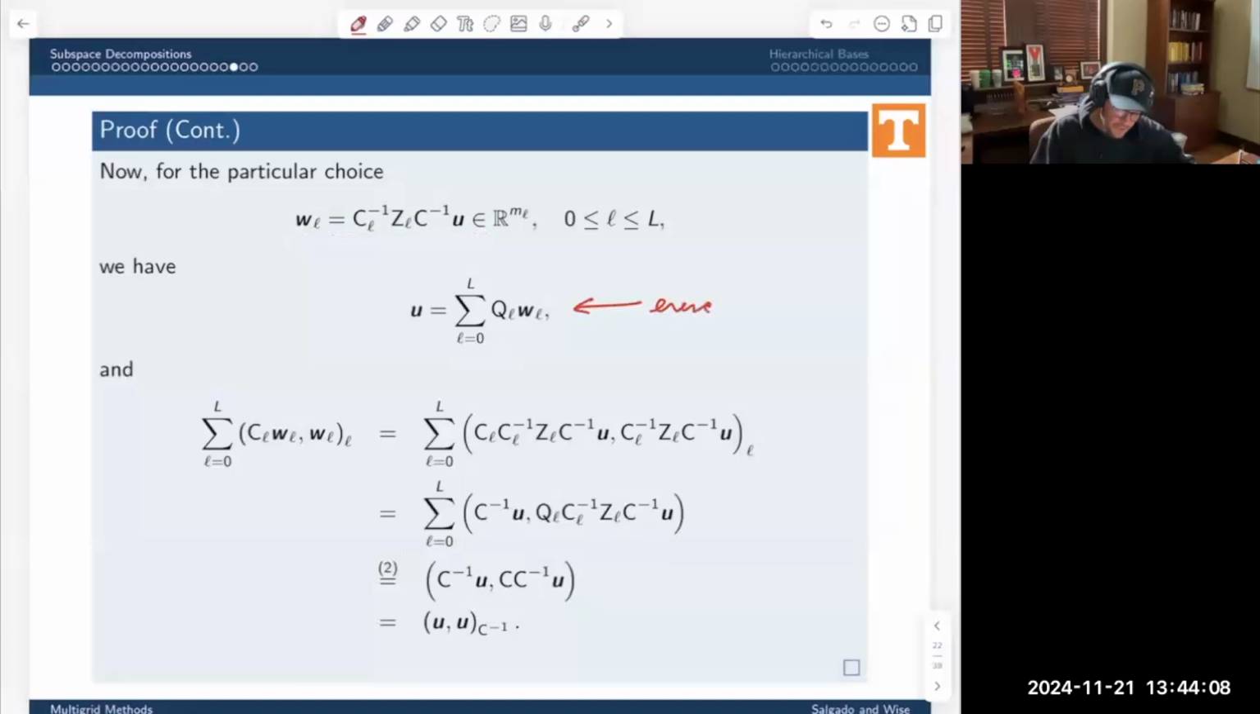But what I want to check here in class is, let's make sure that each one of these WLs is an RML. Well, this starts out in Rn. I multiply by an n by n matrix, still in Rn. Multiply by a matrix which is ML by n. So this vector here is in ML. And then I multiply by a matrix which is ML by ML. So the whole thing then is in ML. We're good to go there.